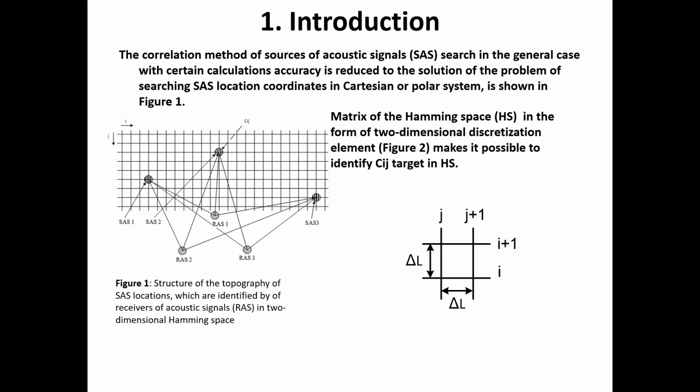As you can see, these little squares are the matrix of the Hamming space in two-dimensional elements, which makes it possible to determine the source of the acoustic signal.